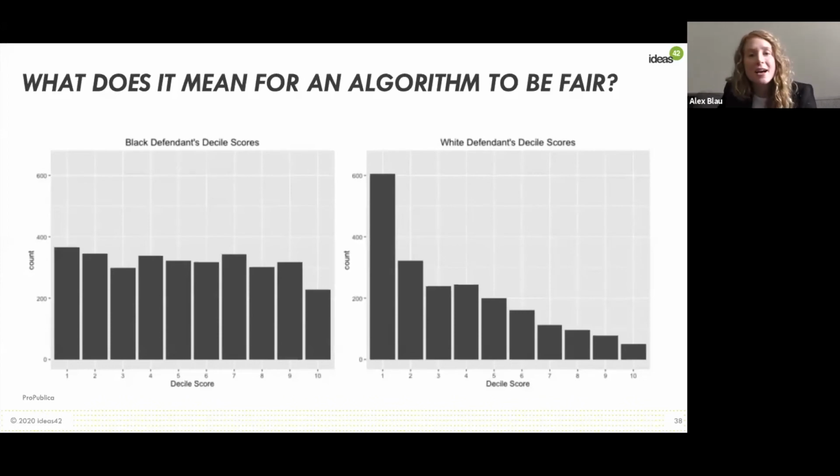And so we have to ask ourselves, with a community of people who are going to be influenced by these types of decisions, what does it mean for an algorithm to be fair and align on those principles?